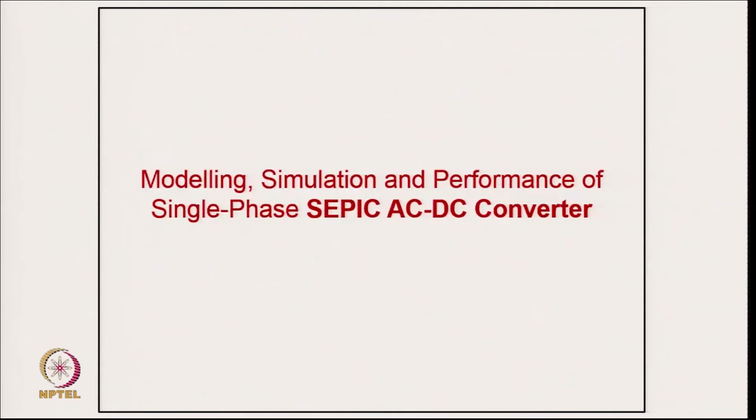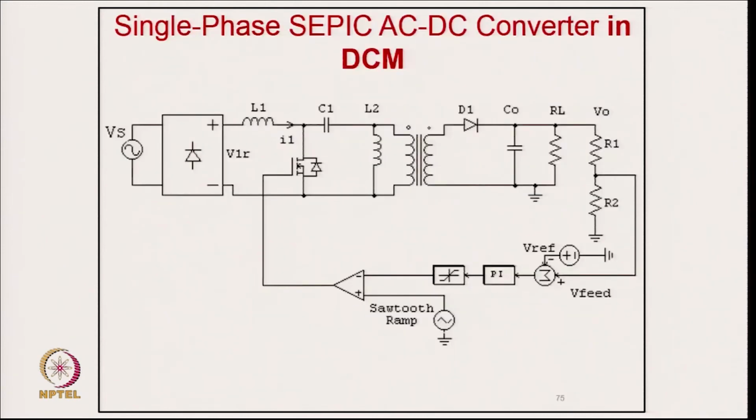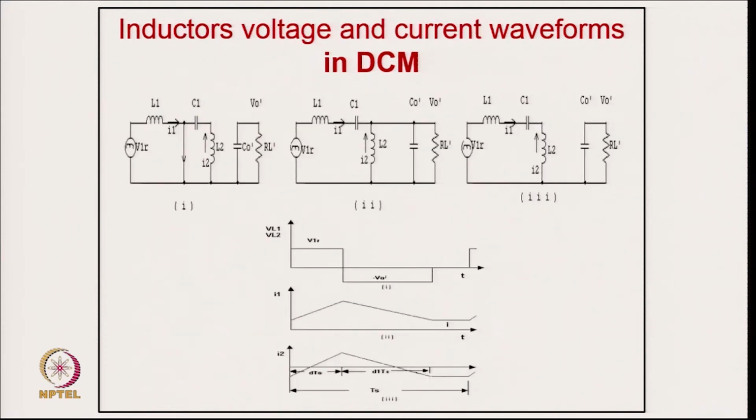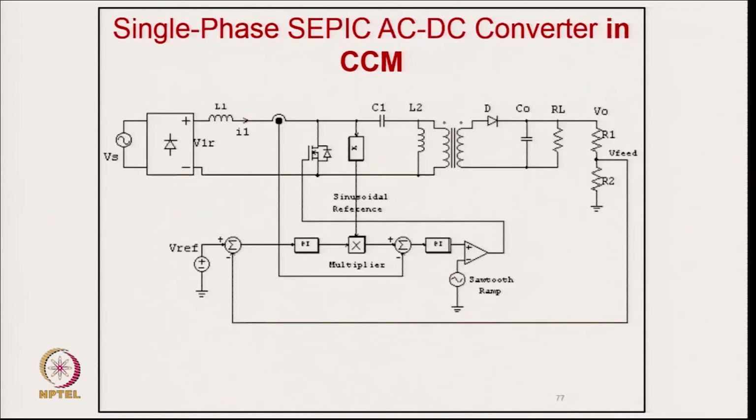Now, coming to the modeling and simulation performance of the single phase single-ended primary inductance AC to DC converter. If we design it in DCM, we sense the output voltage, use a PI controller, and compare with a sawtooth, because we have designed it in DCM mode. So, only one loop is used; it works in voltage follower mode, and you have 3 modes: device conducting, diode conducting, and none of the 2 conducting. That is what we call discontinuous conduction mode.